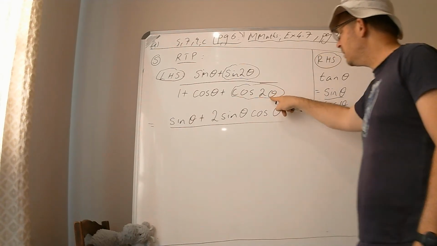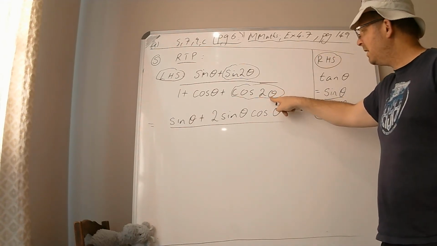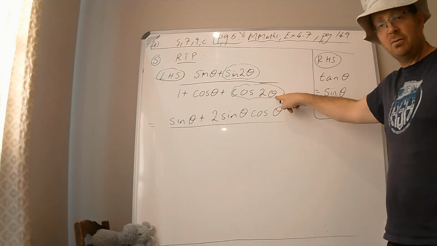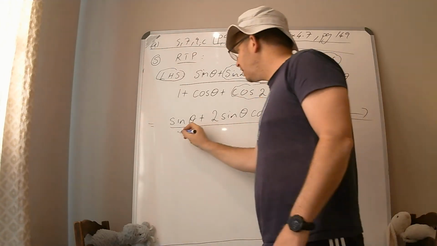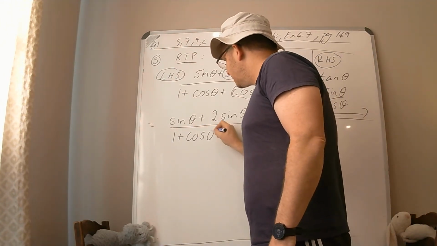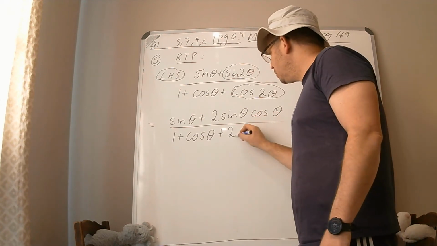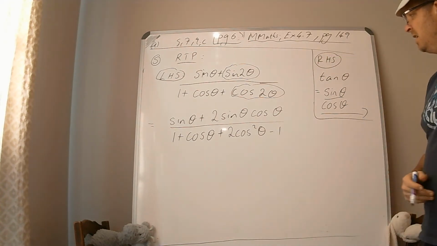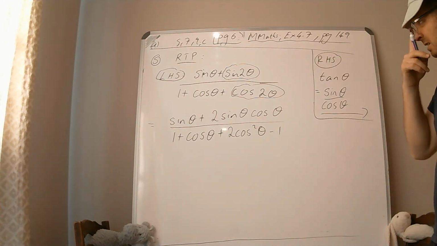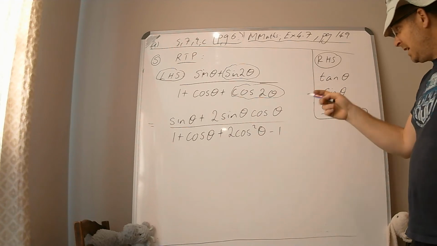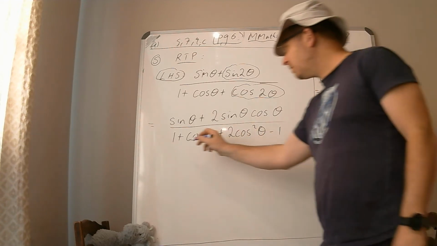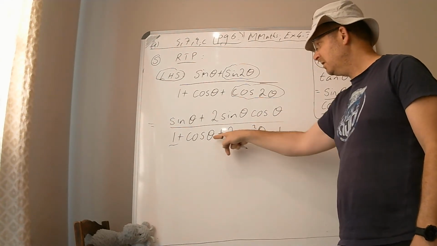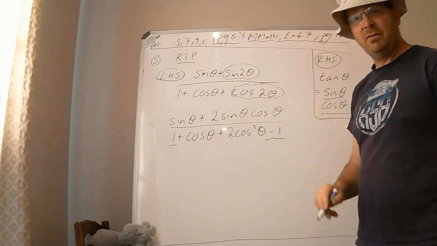You could have a choice of cos squared theta minus sine squared theta, or 1 minus 2 sine squared theta, or 2 cos squared theta minus 1. Because I've got cos theta in the bottom here, I want to keep cos squared theta in the bottom there. So I'm going to have 1 plus cos theta plus 2 cos squared theta minus 1. Now you can factorize the top and the bottom because the 1 minus 1 disappears. So you're left with cos theta plus 2 cos squared theta there. The common factor is cos theta, and over here, the common factor is sine theta.